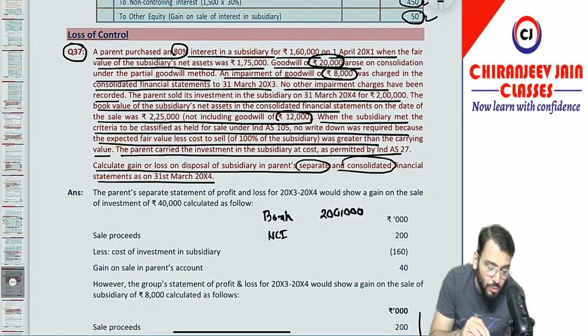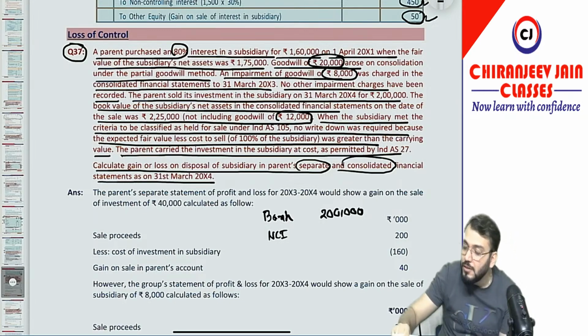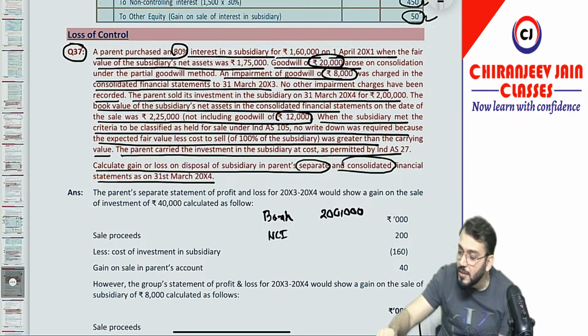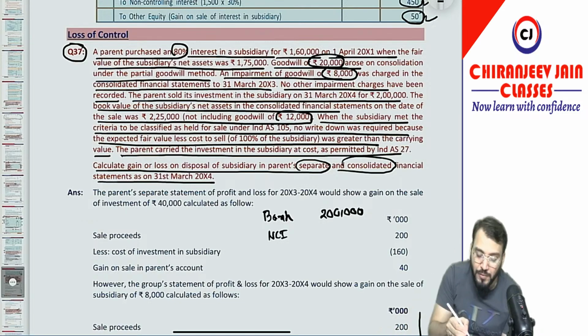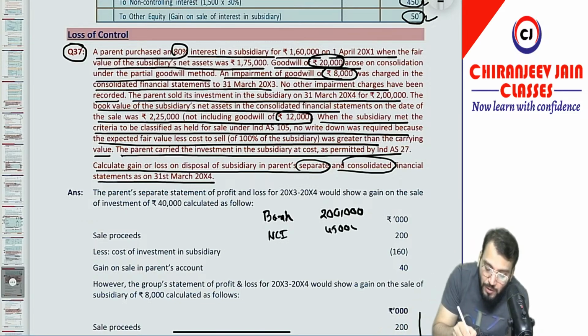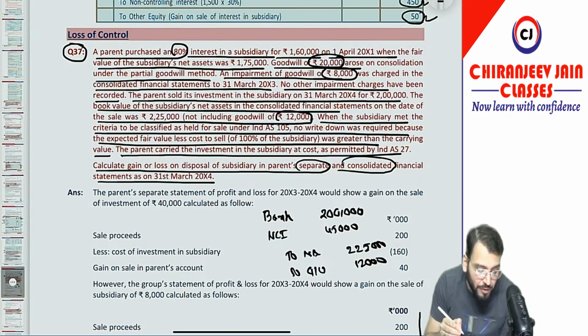What is the net asset given? 2,25,000 not including goodwill. So 2,25,000 into 20% how much? That is 45,000. So NCI will be 45,000 debit. Correct. Net asset how much? Net asset is 2,25,000, that will be de-recognized, and goodwill 12,000 will be de-recognized.